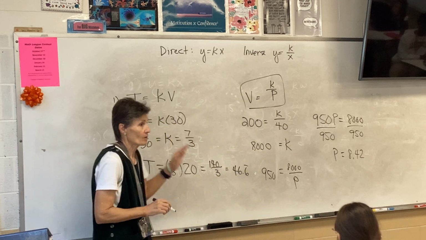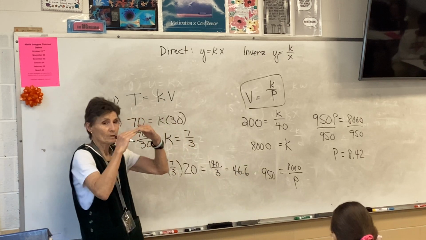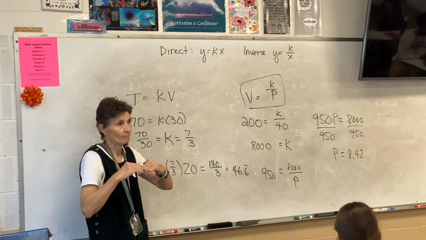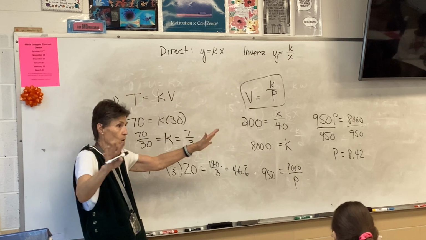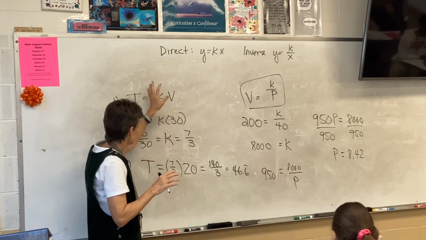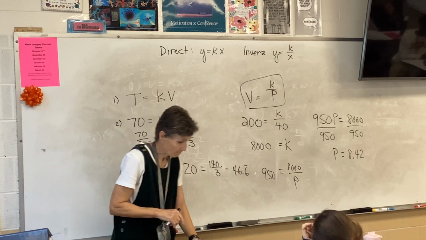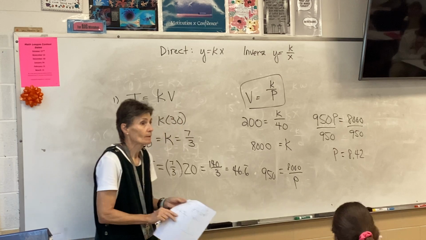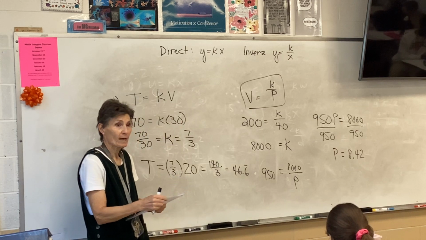These problems are so simple when you slow down and do them one line at a time. If you try to do it all at once, it gets overwhelming because there's a lot of numbers in there. But just slow down and do one at a time. Okay?